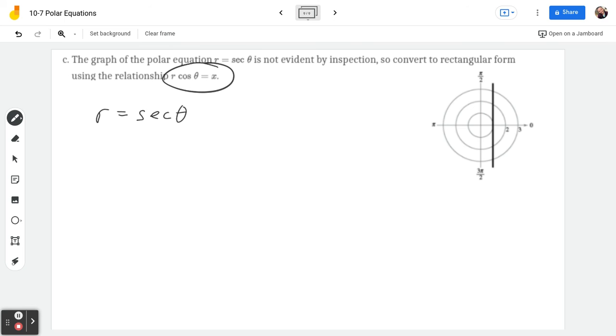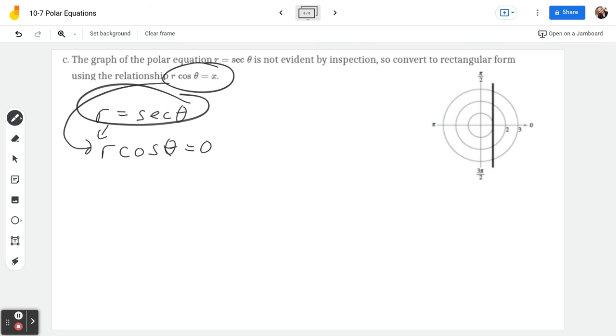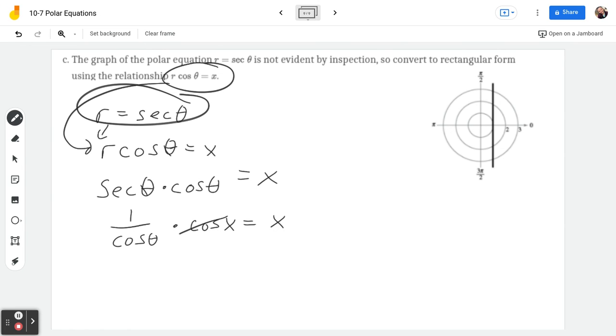Okay, well then what we can do next is we can replace r in the next equation. So r cosine of theta is equal to x, except I know r is secant of theta. So I'm going to replace r with secant of theta. So now this is secant of theta times cosine of theta is equal to x. But secant is the same thing as 1 over cosine of theta. What a nice throwback, times cosine of theta, which cancels to 1. So this must be the line, which is vertical. 1 is equal to x.